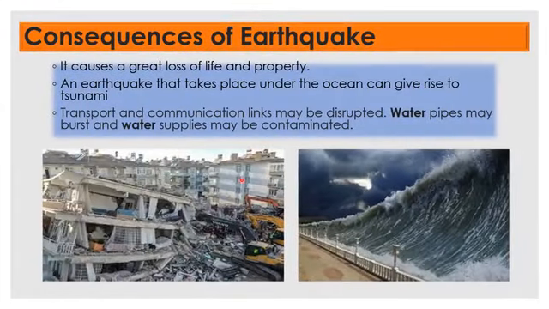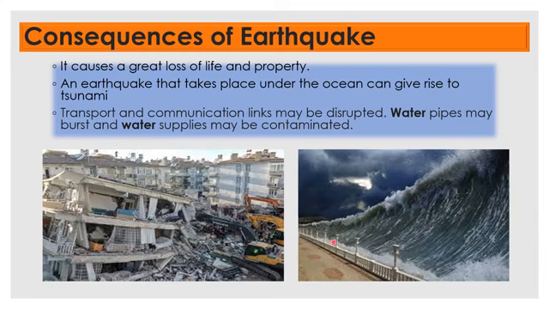Consequences of earthquake. It causes a great loss of life and property. Many people lose their house, life, and their relatives, and many more things because of these earthquakes. An earthquake that takes place under the ocean can give rise to tsunami. This kind of large waves can come directly from the ocean towards the land area, submerging the whole area underwater. So this is the tsunami waves I was talking about.